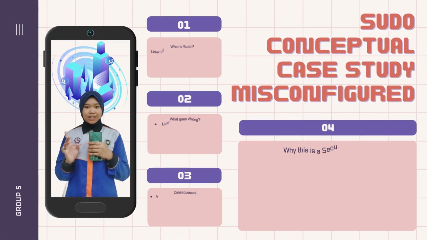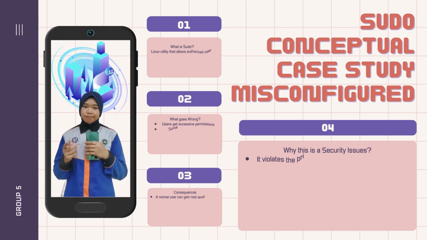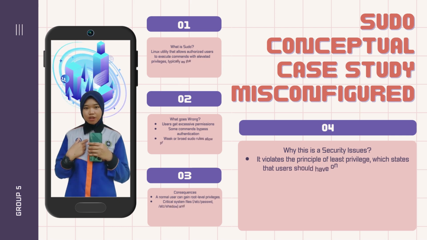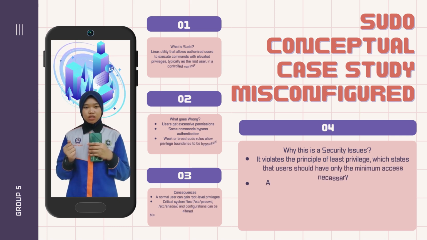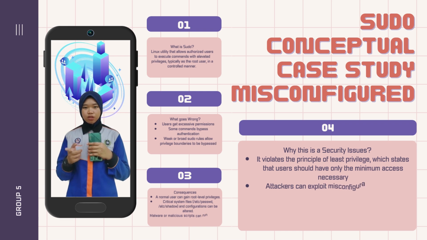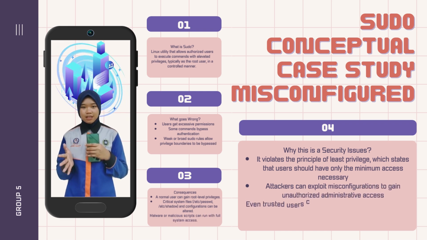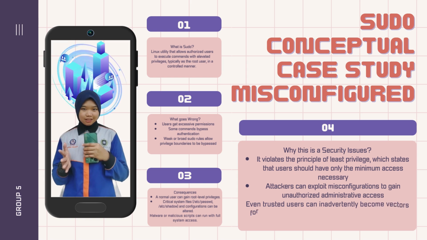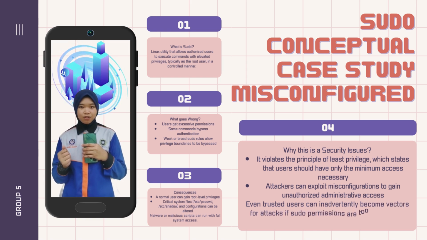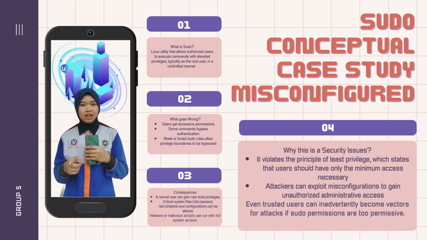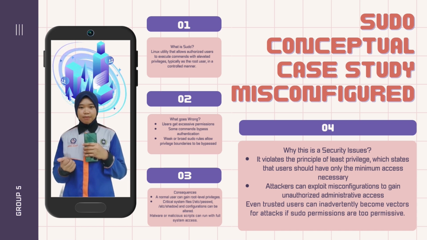Fourth, why is this a security issue? This situation violates the principle of least privilege, which states that users should only be given the minimum access necessary to perform their tasks. Attackers can exploit sudo misconfigurations to gain unauthorized administrative access. Even trusted users can unintentionally become attack vectors if sudo permissions are too permissive.